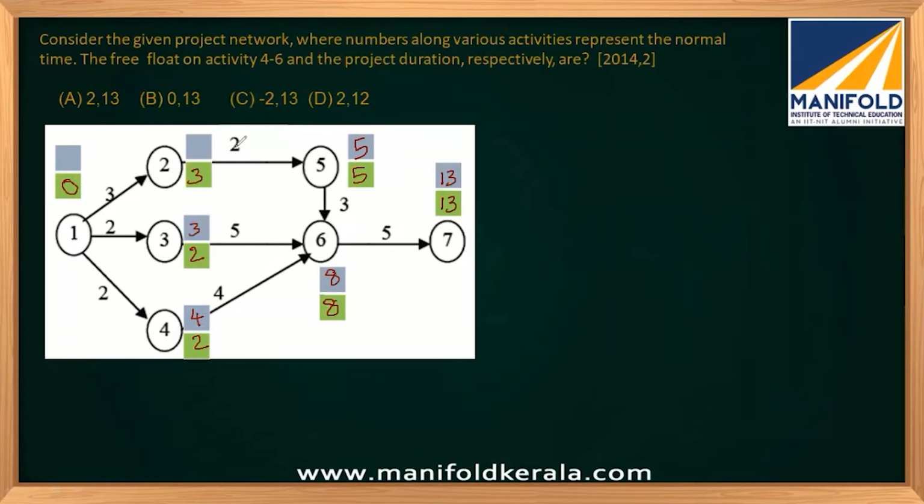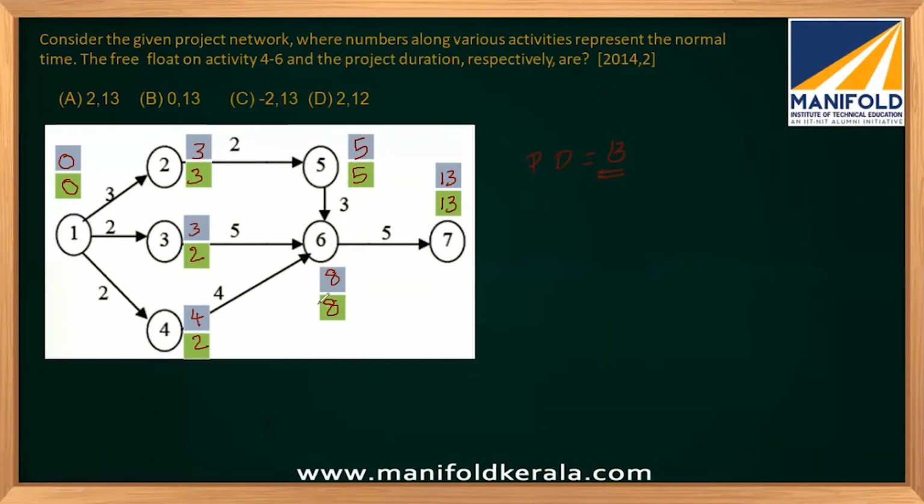Then 5 minus 2, 3. Then 3 minus 3 is 0. So anyhow it will be 0. So our length of the critical path or the project duration will be 13. So that's one answer.